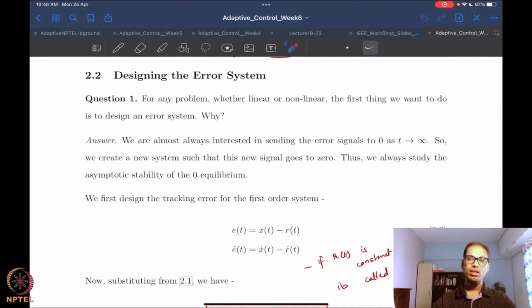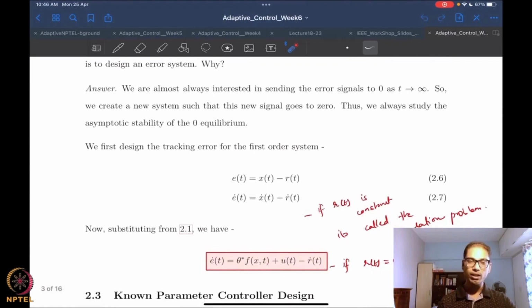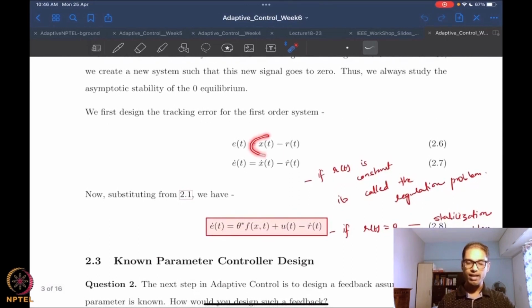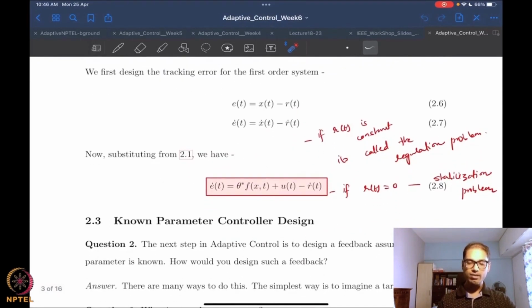So, how we went about this is that the control objective was basically to track a desired trajectory r(t). And therefore, we designed an error variable. This is the standard step. We design an error variable e(t), which is essentially just x minus r. And we also then wrote the dynamics for this error variable. Since we know the dynamics for the state, writing the dynamics for the error variable is rather easy.